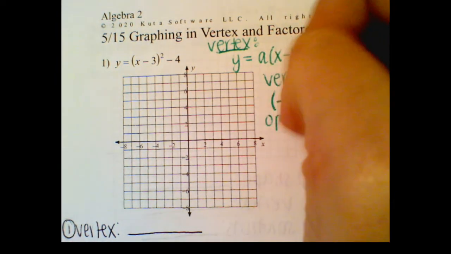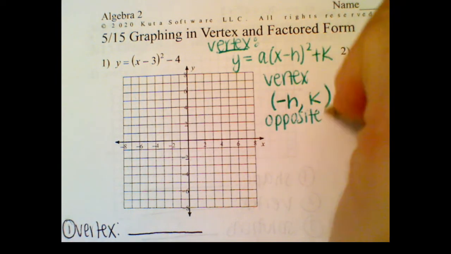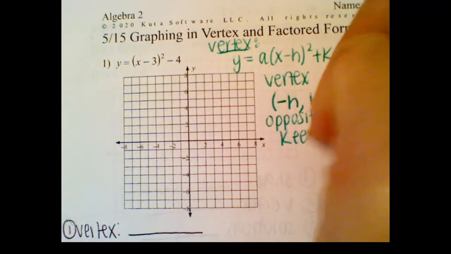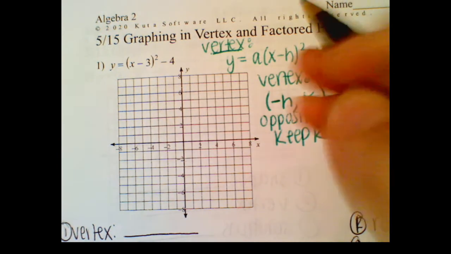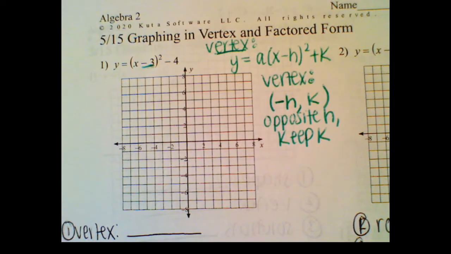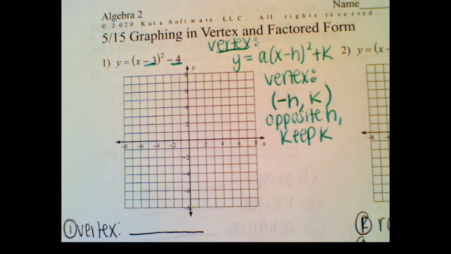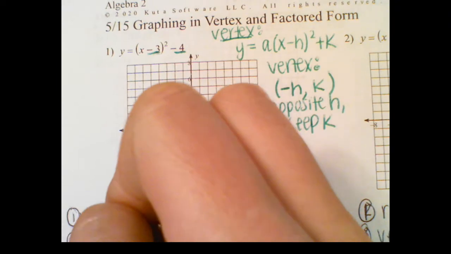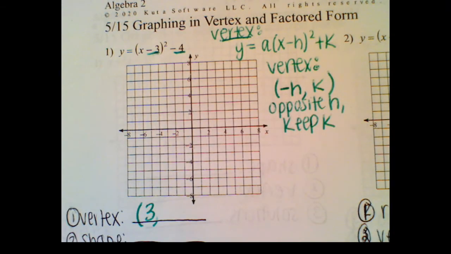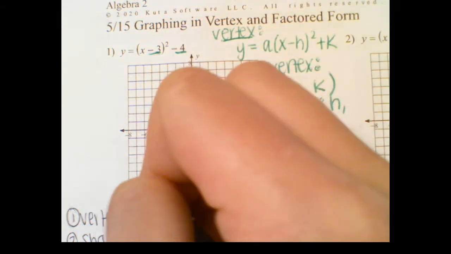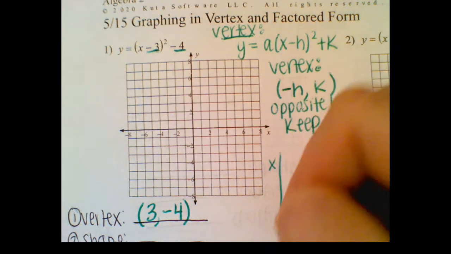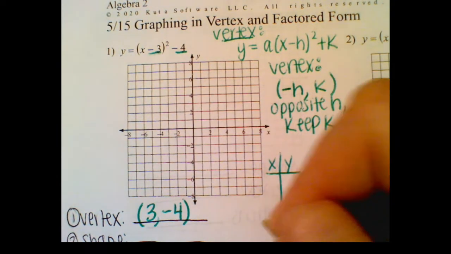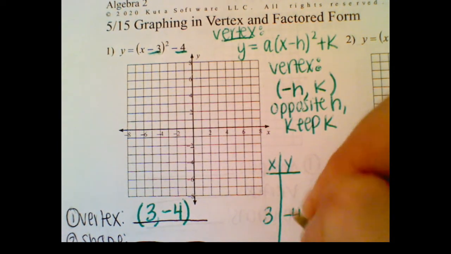So in words, opposite h, keep k. So in this case, the vertex, it says -3, -4. So we're going to do the opposite of the h. So if it's -3, it's going to be +3. And we're going to keep the k. It's -4, so it's -4. So that means when we go to graph and make our table, 3, -4 is going to be in the middle.